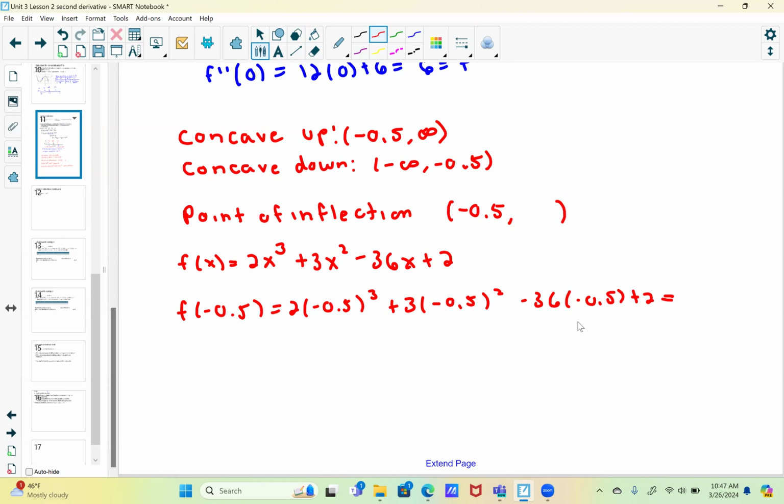And if you plug that in, you get 20.5. And so the point of inflection is (-0.5, 20.5). And that is how we find the point of inflection.